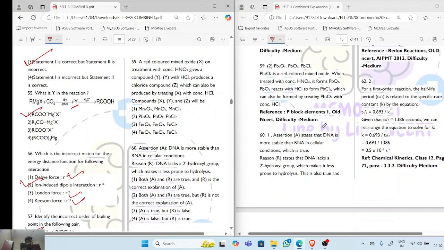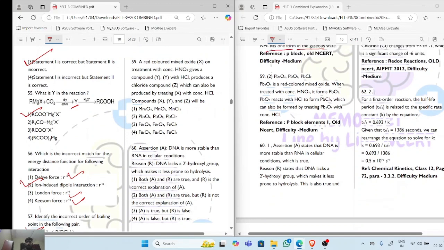Now comes question number 59. A red colored mixed oxide, X, on treatment with concentrated HNO3 gives a compound Y. Then Y with HCl produces a chloride compound Z, which can also be produced by treating X with concentrated HCl. The compounds X, Y, and Z will be.